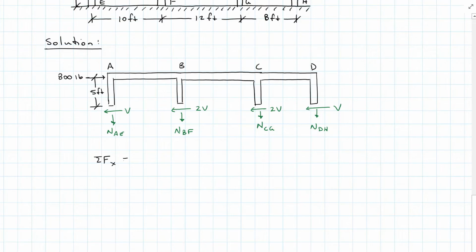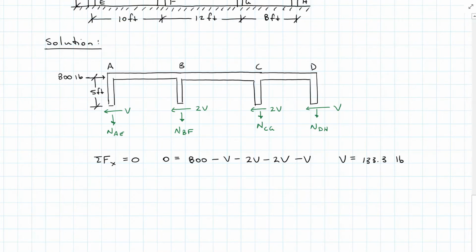Summing for forces in the x direction, I'm going to have my load minus v minus 2v minus 2v minus v, and I find that v is equal to 133 1/3 pounds. So that means my centers are double that at 266, and my outside v's are 133.